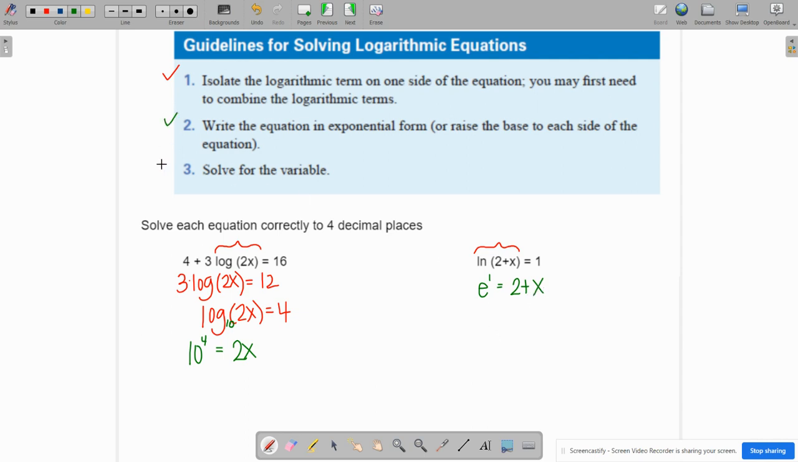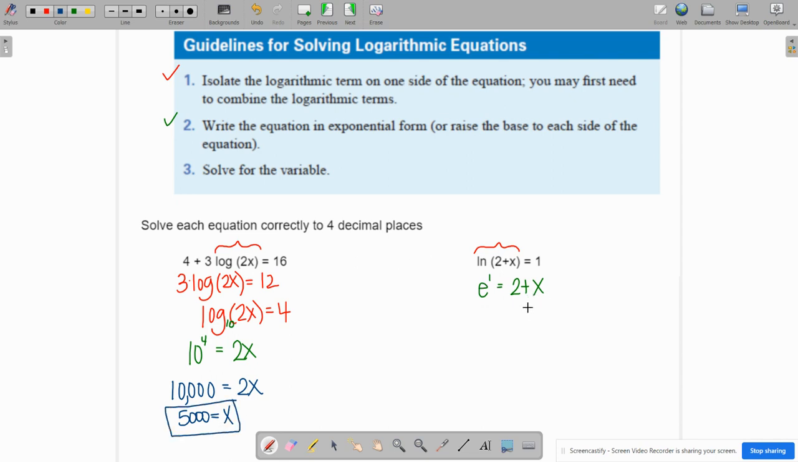After it's written in exponential form, we want to solve for the variable. So over here, first of all, 10 to the 4th means a 1 followed by 4 zeros. So 10 to the 4th is 10,000 equals 2x. So to solve for x, we need to divide both sides by 2. So that would mean that x equals 5,000 in this case.